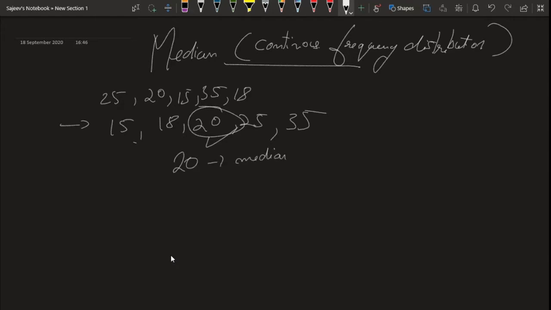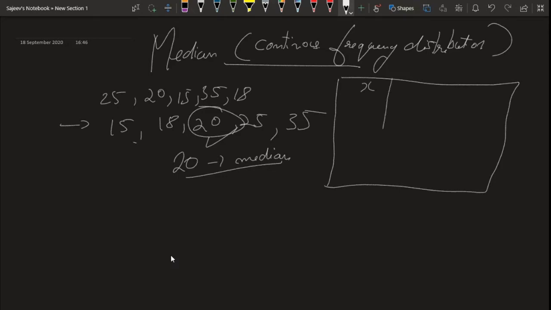Now let's talk about a frequency distribution table, and how to find the median from it. Let me draw my table. This is X, this is F, frequency, and this is CF, or cumulative frequency. Let the observations be 1, 2, 3, and the frequencies, let's say, 5, 6, and 4.